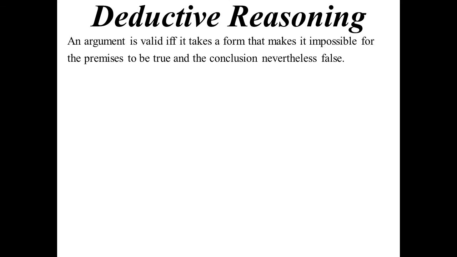So, deductive reasoning. An argument is valid if and only if it takes a form that makes it impossible for all the premises to be true and the conclusion nevertheless false. So it's impossible for that to happen. If all the premises are true, the conclusion must be true. Now, the most common way of doing it is a direct proof.